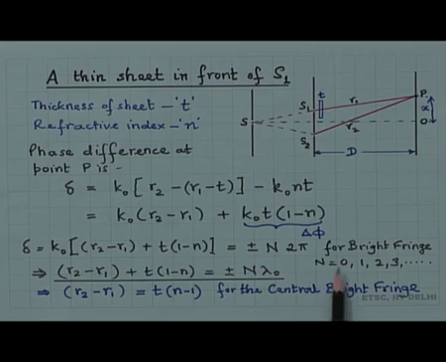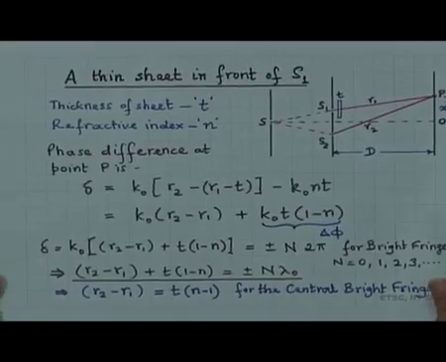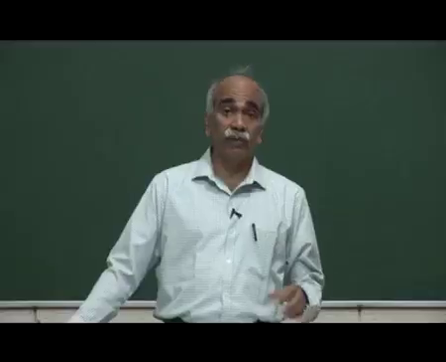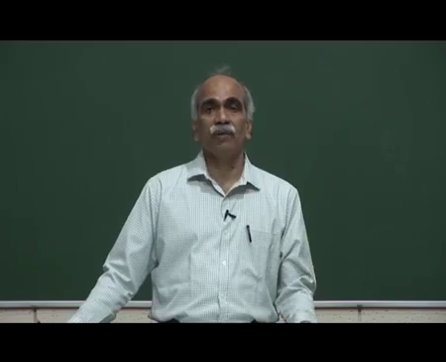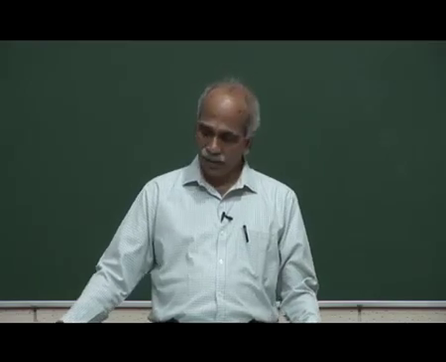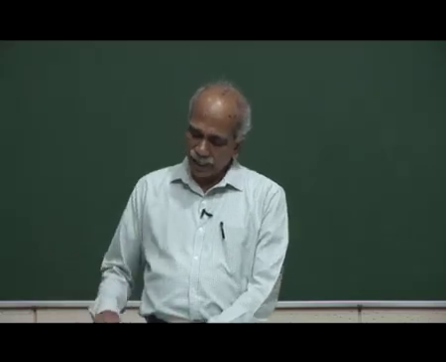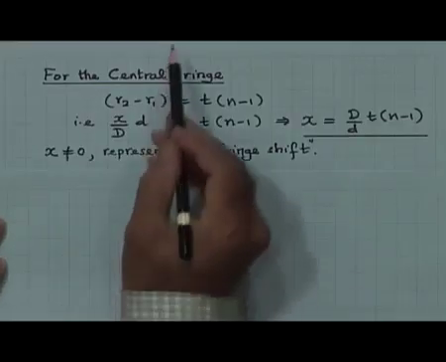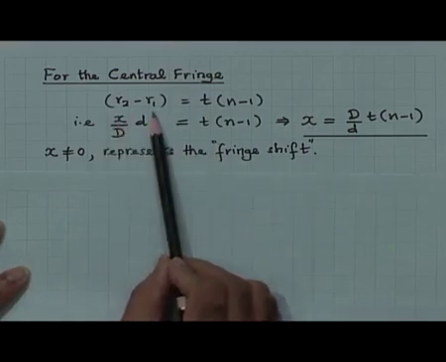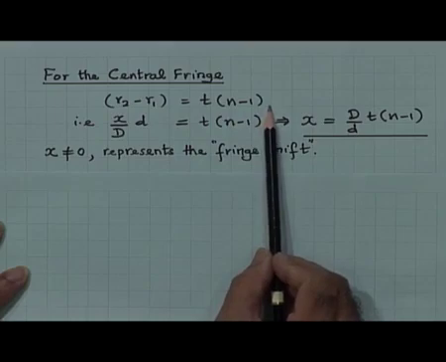So, for the central fringe or the 0th order fringe, this is equal to 0, and what we have is R2 minus R1 equal to t times n minus 1. This is taken to the other side, therefore, t times n minus 1. So, this will give us the condition for the bright fringes in the presence of the sheet, and what is the fringe shift that we will have due to the introduction of the sheet? So, here I am writing for the central fringe again. So, let us look at this. For the central fringe, therefore, R2 minus R1 is equal to t times n minus 1.